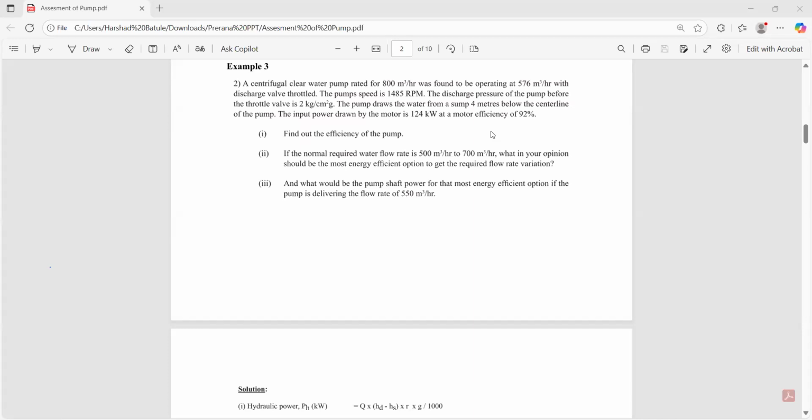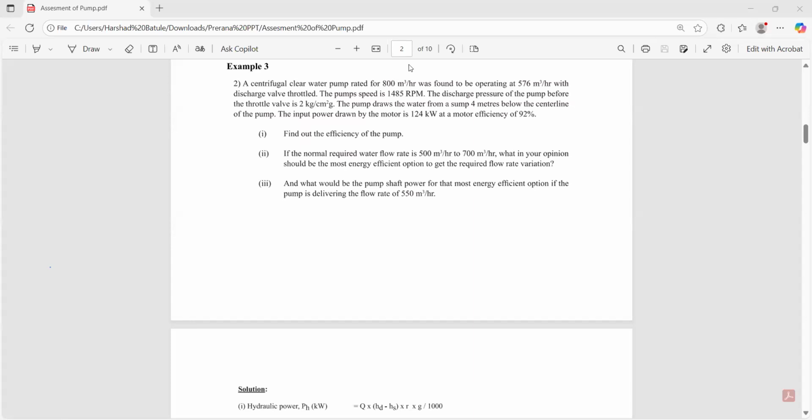Find out the efficiency of pump. If the normal required water flow rate is 500 m3 per hour to 700 m3 per hour, what in your opinion should be the most energy efficient option to get required flow rate variation? We'll solve the first two and then we'll go to the third.